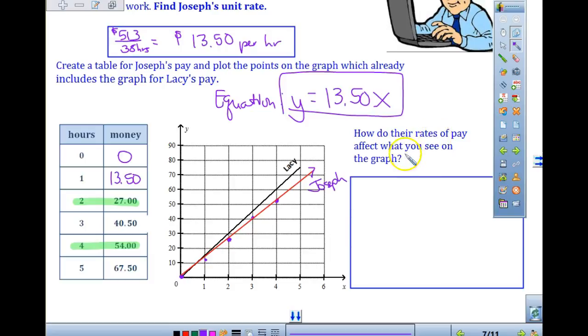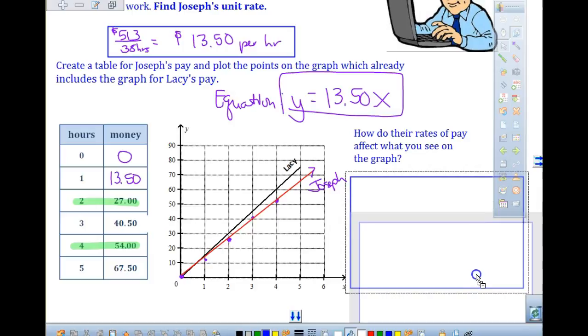It says, well, how do the rates of pay affect what you see on the graph? So, as you are taking a look at this, this is what we want to write down.